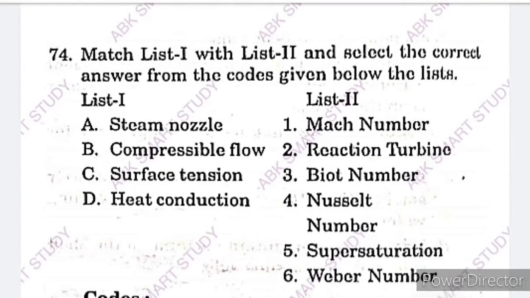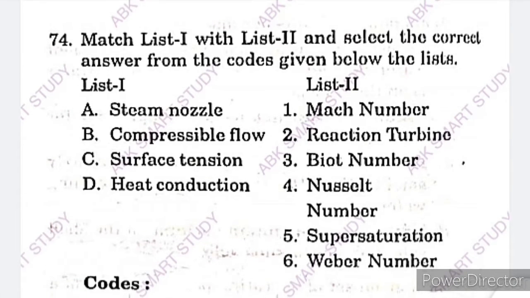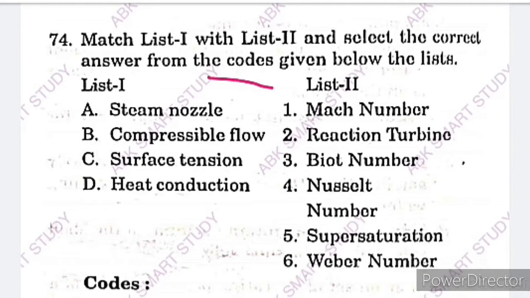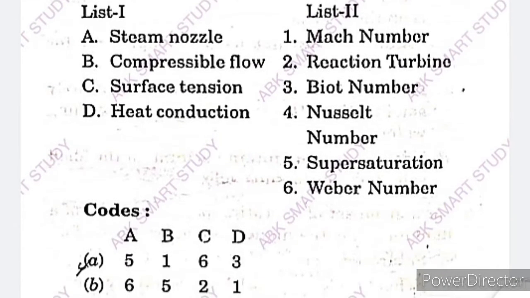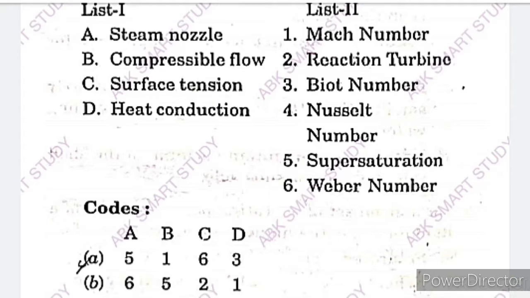Match list 1 with list 2 and select the correct answer from the codes given below the list. So here list 1 and list 2 are given. For steam nozzle we use supersaturation. Then compressible flow: in compressible flow we take Mach number. For surface tension we take Weber's number. And for heat conduction we use Biot number.